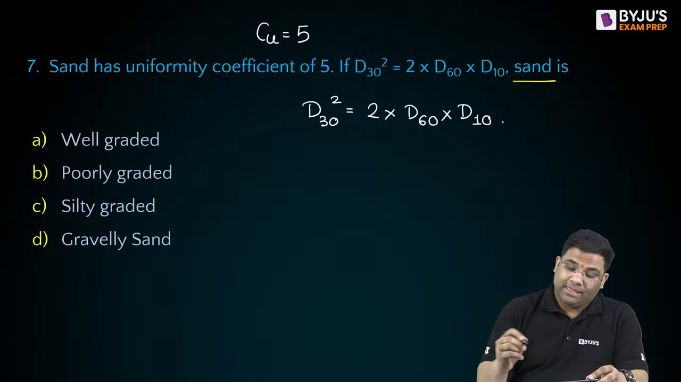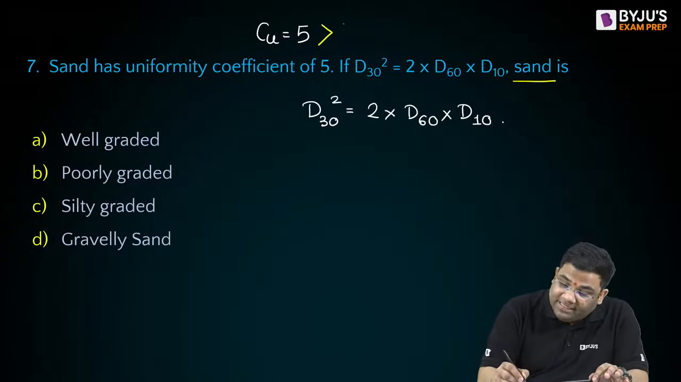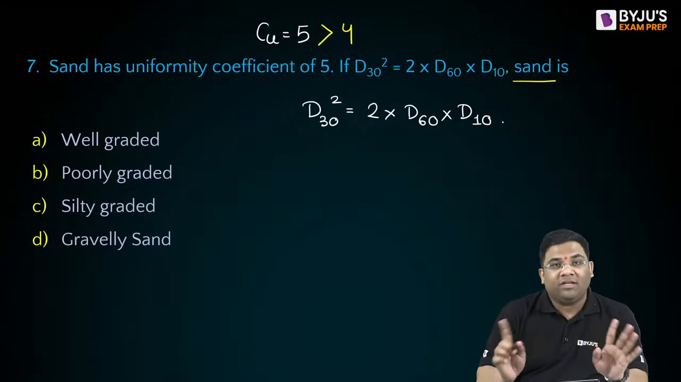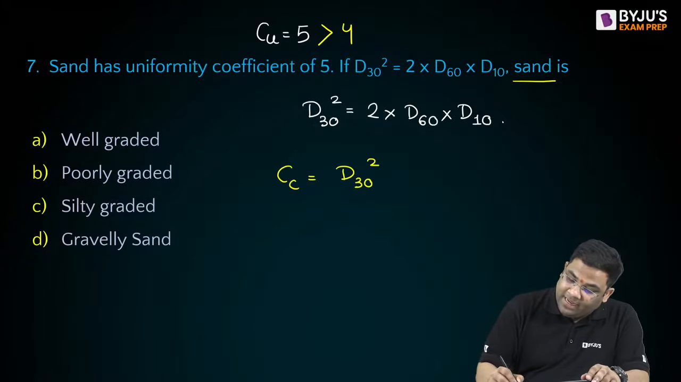Very good. You see, it is sand, and this coefficient of uniformity is greater than 4. So the first criteria is satisfied. Now we know Cc is equal to how much? D30 square by D60 into D10.